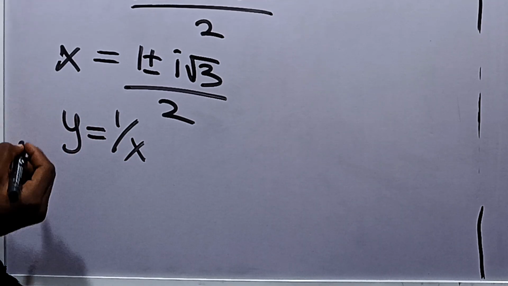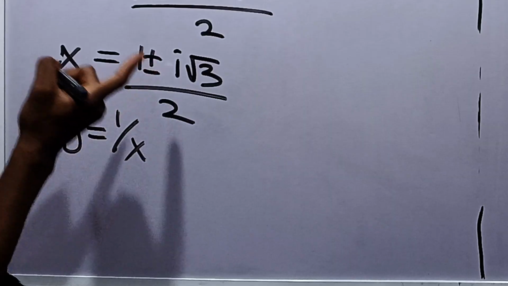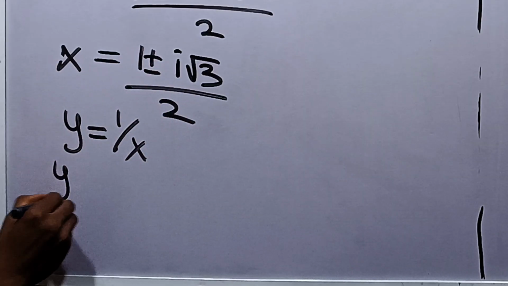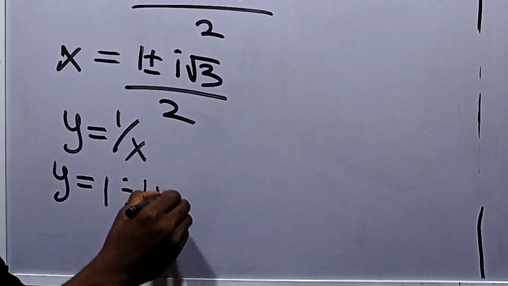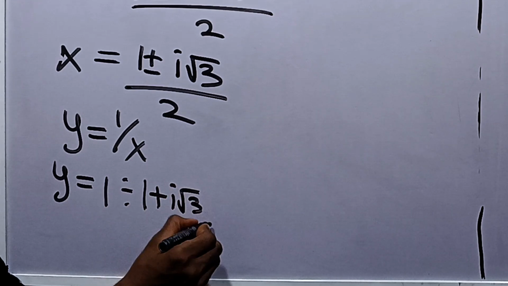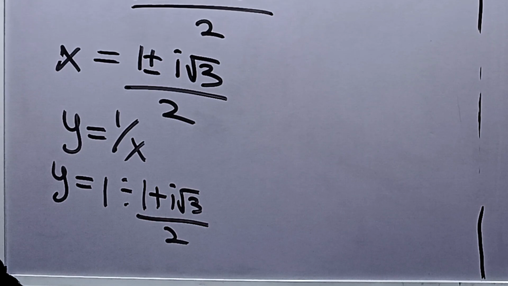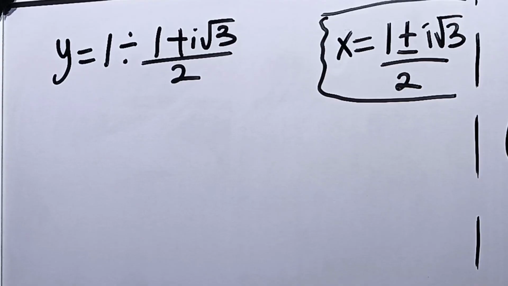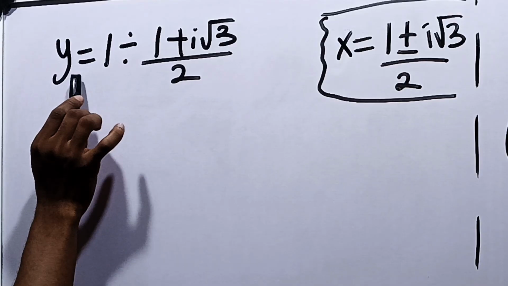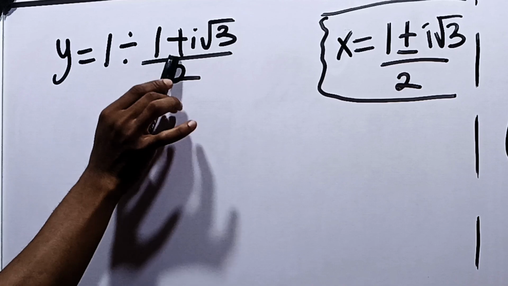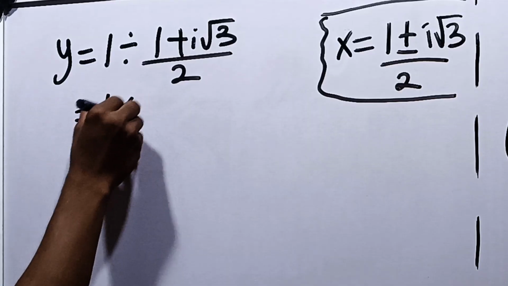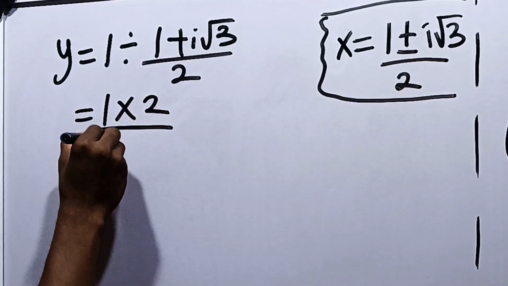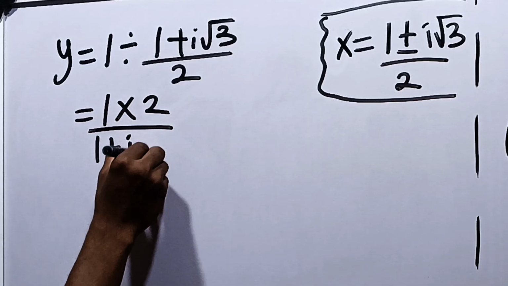Now we say y when x is equal to 1 plus i root 3 over 2. So y will be equal to 1 divided by 1 plus i root 3 over 2, for the first condition. This is now equal to 1 multiplied by 2 divided by 1 plus i root 3.